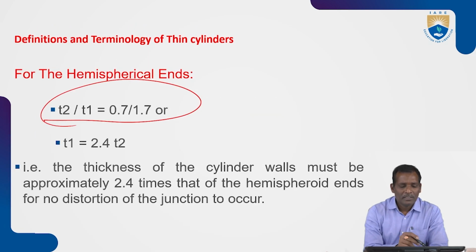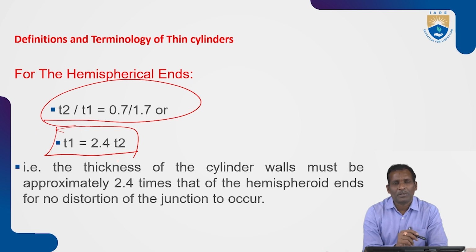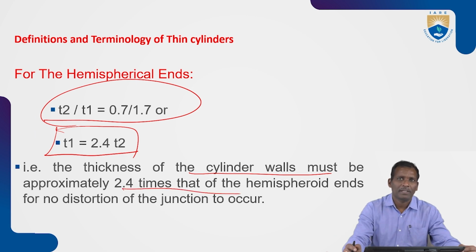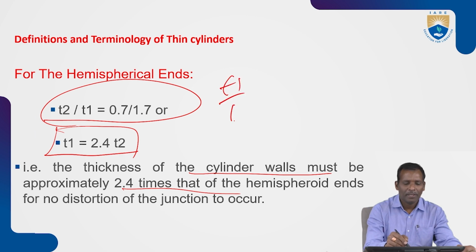So you can write that T1 is equal to 2.4 times T2. So the thickness of the cylinder walls must be approximately 2.4 times that of the hemispherical ends, for no distortion of the junction to occur. So you can write T1 by T2 is equal to 2.4.